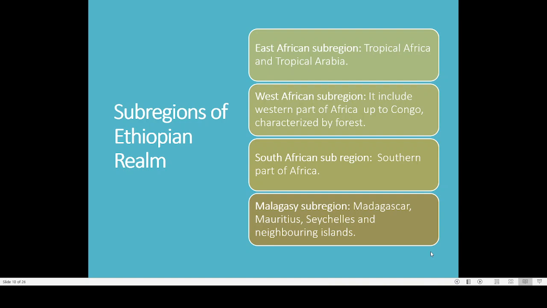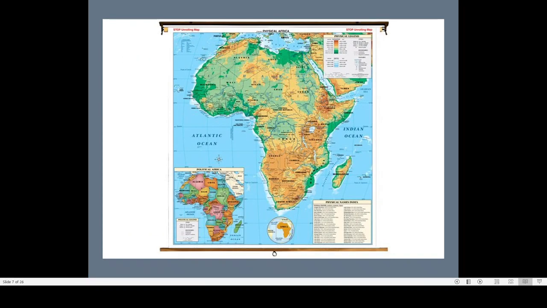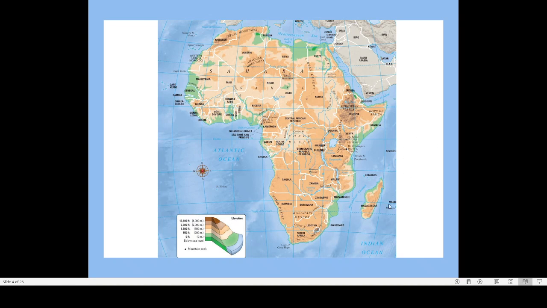Now another is the Malagasy sub-region. Which island is known as Malagasy? Madagascar. Here you can see Madagascar, Mauritius, Seychelles, and many neighboring islands are also there. This is the Malagasy or Madagascar. Near to it you can find Mauritius. Then Seychelles is there. Then similarly the Comoros islands are there. Then the Reunion Islands. So many small islands are present in this region.